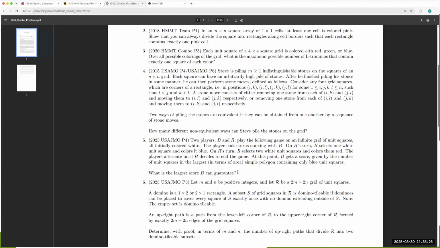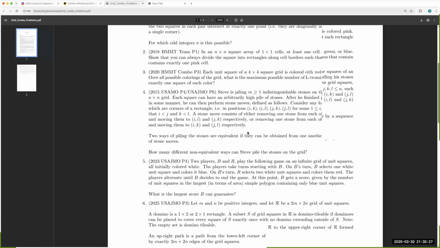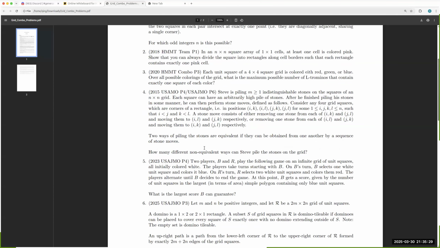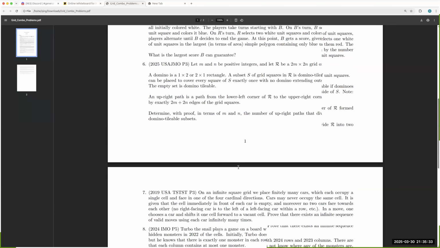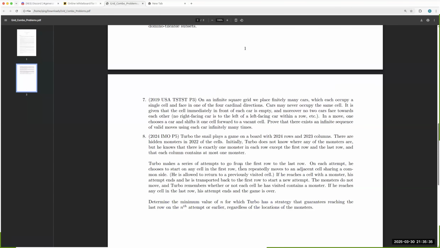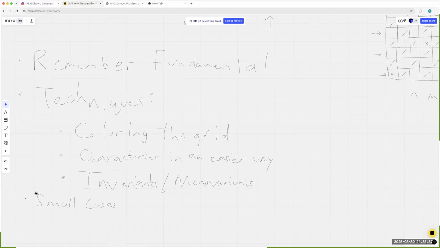I don't want to fully spoil the problem, because I've already presented a few problems and I don't want to spoil any more of these good problems. But 5, 7, and 8 are all very algorithm-based problems, and a lot of the time they rely on you trying small cases, being able to kind of just think about the process that's going on.